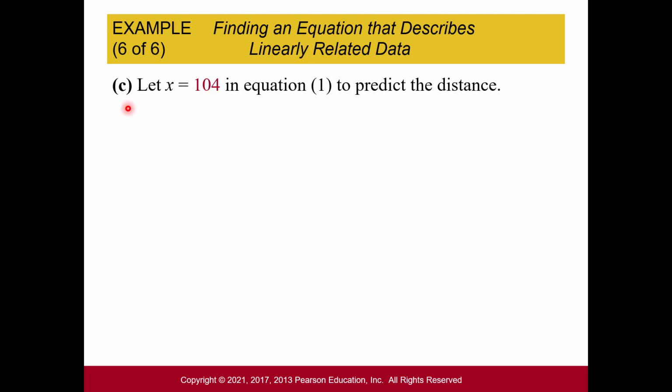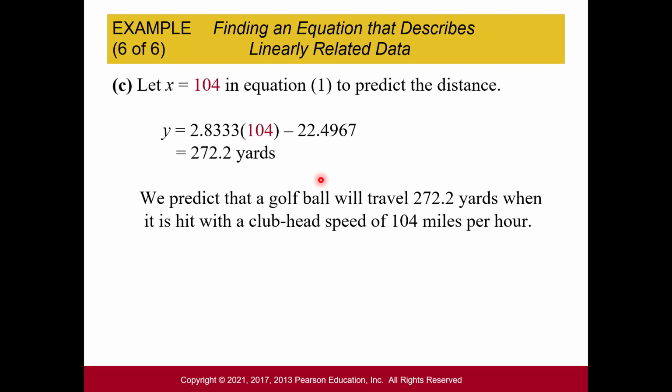And so what we're going to use is our linear equation that we just came up with, the equation of our line. So we plug in our input or explanatory variable value into our equation to get our output or response variable value. So we predict that the golf ball will travel 272.2 yards if it's hit with a club head speed of 104 miles per hour, based on our linear equation that we came up with.